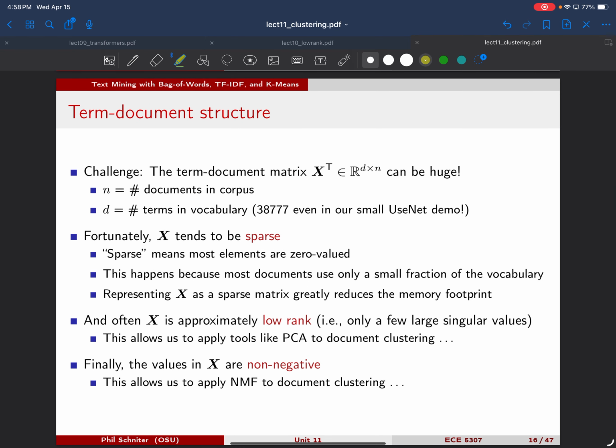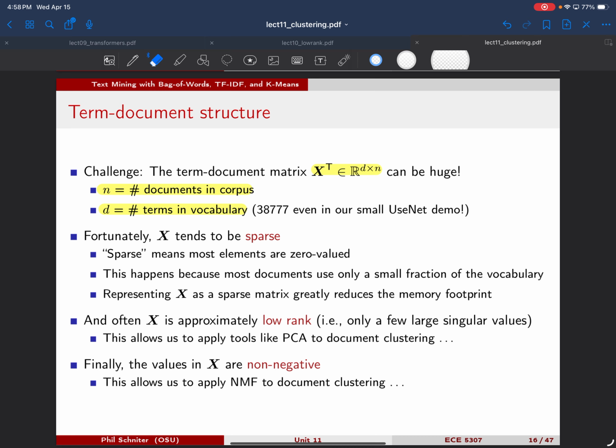So this matrix is generally going to be huge. It's going to be a D by N, X transpose is a D by N matrix, so N is the number of documents in our corpus, and D is the number of terms in the vocabulary. And so even in this toy demo with Usenet, we have almost 40,000 different terms. When you start thinking about Google, how many documents they know about is trillions probably, and terms, way more than this. So basically, just even storing this matrix is impossible.